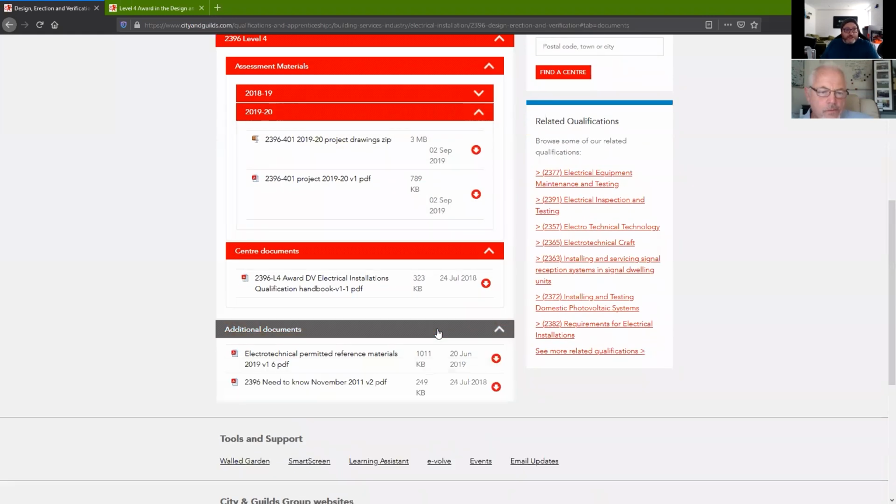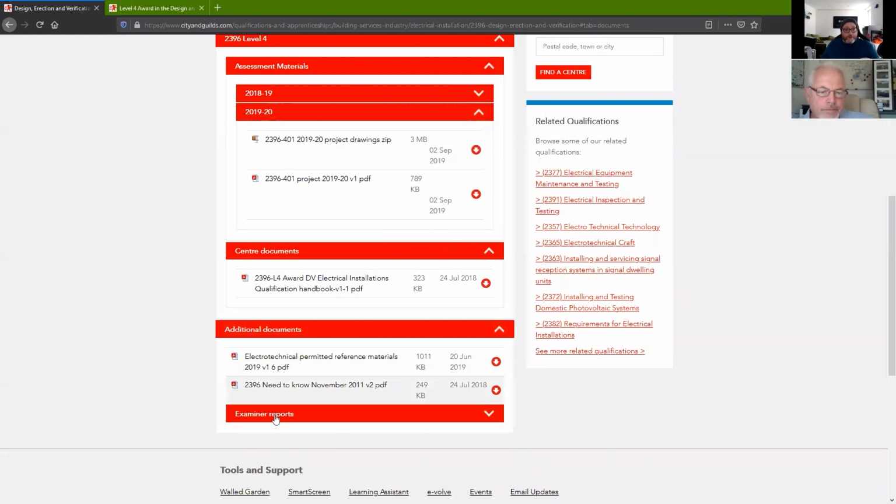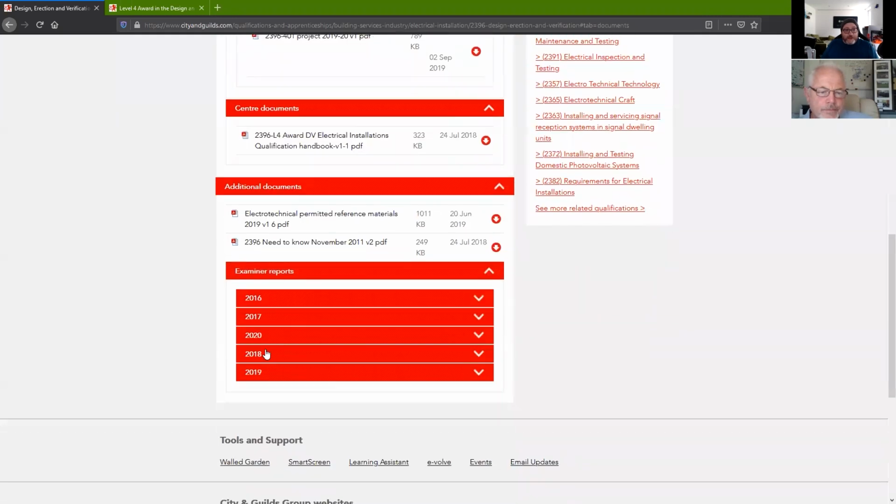Now, we want to look at additional documents today, and then we want to look at examiner reports. And these are great. What Phil and I just want to talk about is a couple of these reports. We're going to talk through them to show some of the common problems that are evident in the opinions, and obviously where people are failing these exams.